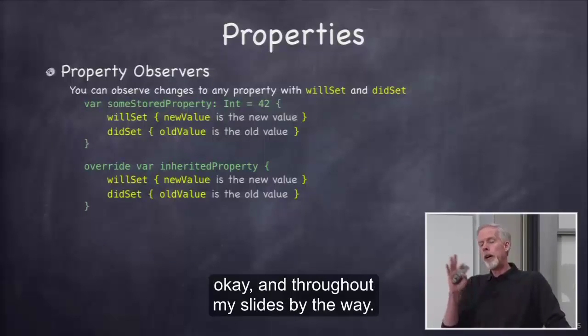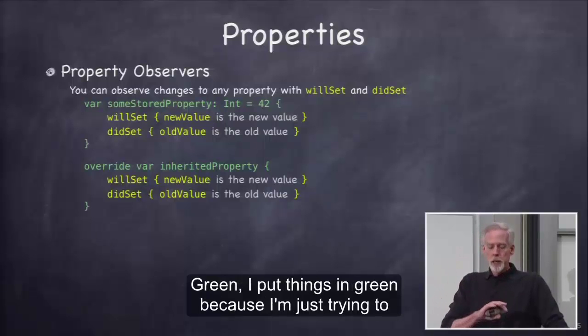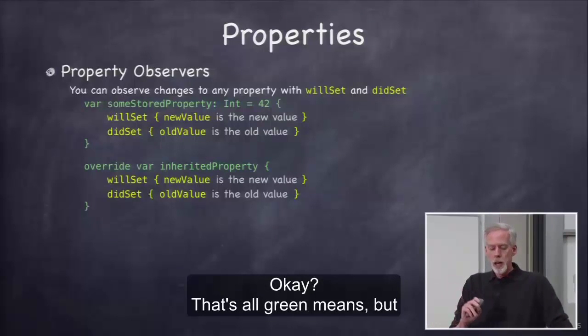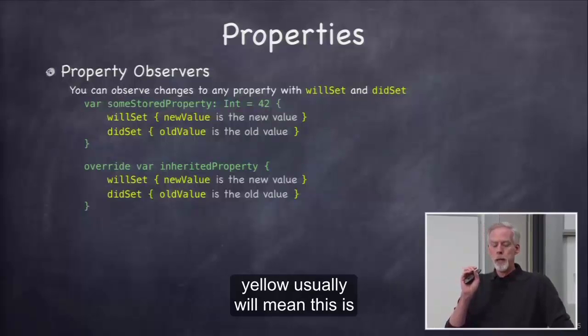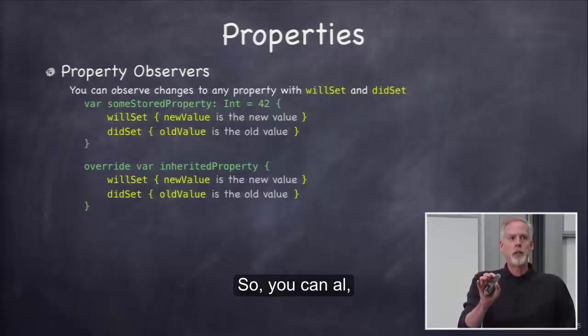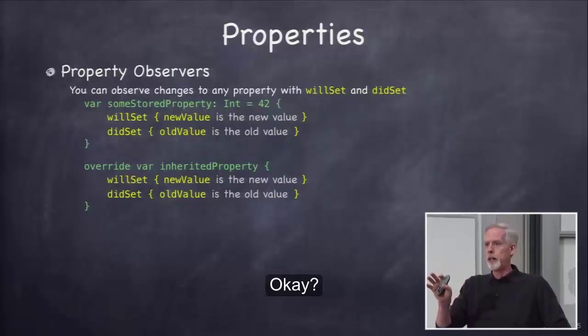I'm just putting it there. Okay, and throughout all my slides, by the way, I put things in green just to draw your attention to the fact that this is code. That's all green means. But yellow usually will mean this is the thing I'm talking about right now, the thing to pay attention to. So you can almost think yellow is like highlighted.